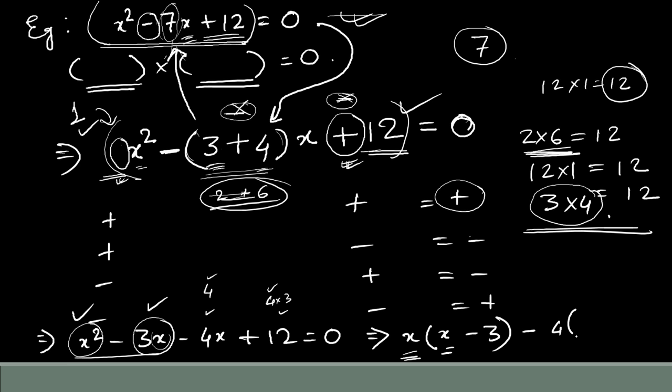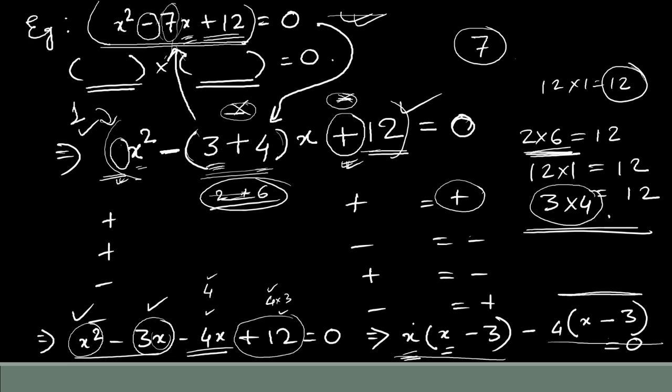When you take 4 as common, you get x minus, because minus 4x gives this term minus 4x, and now here you have to do minus 3. Minus times minus is plus, 4 times 3 is 12, you get back plus 12. So this equals 0. From these two terms, x times x minus 3 and 4 times x minus 3, x minus 3 is the common term. So you can write x minus 3 times x minus 4 equals 0.